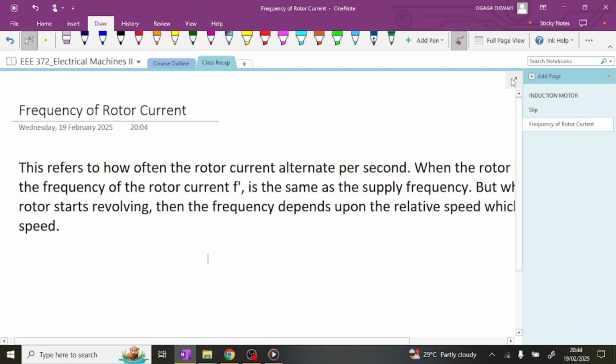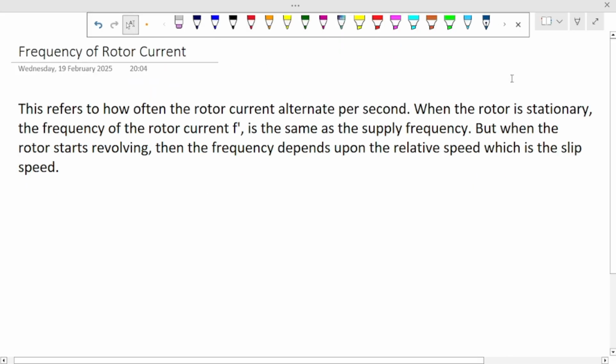So in this video, we'll be talking about something we are going to make use of in our calculation for rotor speed. In this video we're talking about the frequency of rotor current, and it is just how often the rotor current alternates per second. Okay, so frequency of rotor current just refers to how often the rotor current alternates per second.